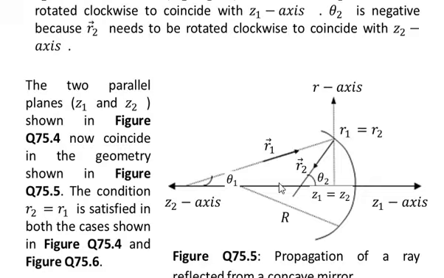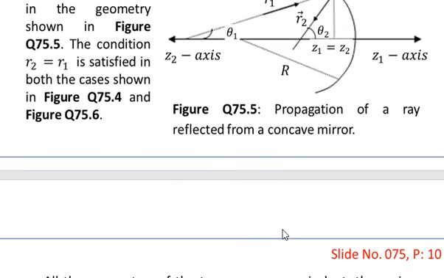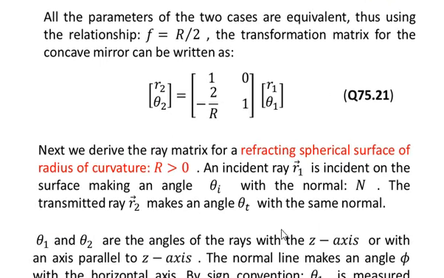Because if you look at the rays, the ray R1 will hit the surface where R1 is equal to R2, and this ray will also pass through the center of curvature of this surface. So that distance is the focal length, F is equal to R by 2. So using that value we have obtained this matrix.